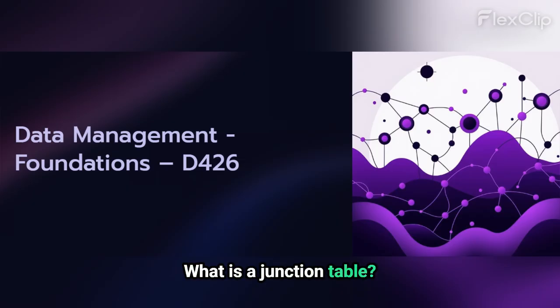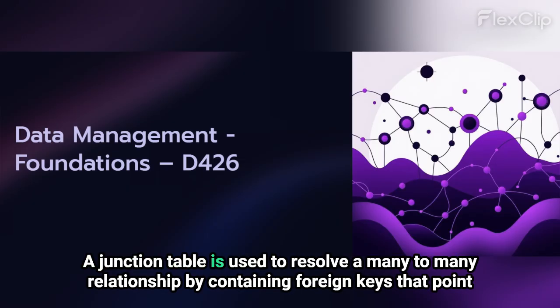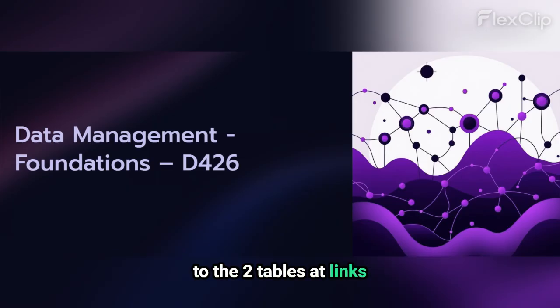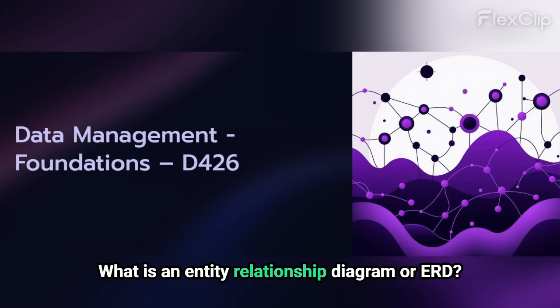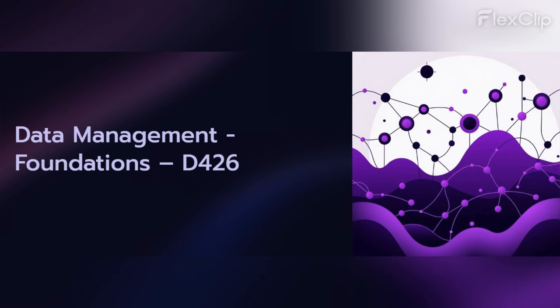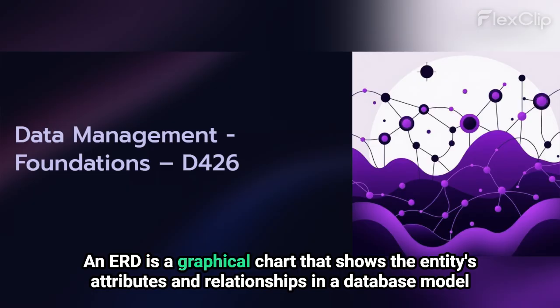What is a junction table? A junction table is used to resolve a many-to-many relationship by containing foreign keys that point to the two tables it links. What is an entity relationship diagram, or ERD? An ERD is a graphical chart that shows the entities, attributes, and relationships in a database model.